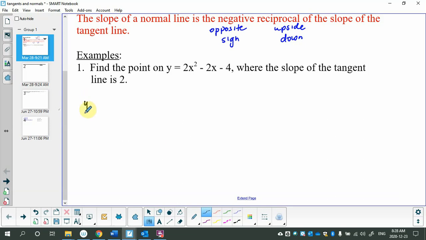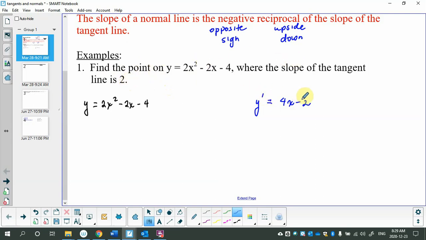So I'm going to write down y equals again, just so it's in my handwriting and I have some space. And then over here on the right-hand side, I'm going to take the derivative. So I'm going to call it y prime, even though I have the option of calling it dy by dx, or I could even call it m tan. So I'm taking the derivative, which is 4x minus 2 minus 0. And the question says, and you have to read questions very carefully to see what they're giving you, find the point, so it's singular, the point on this curve where the slope of the tangent line is 2.